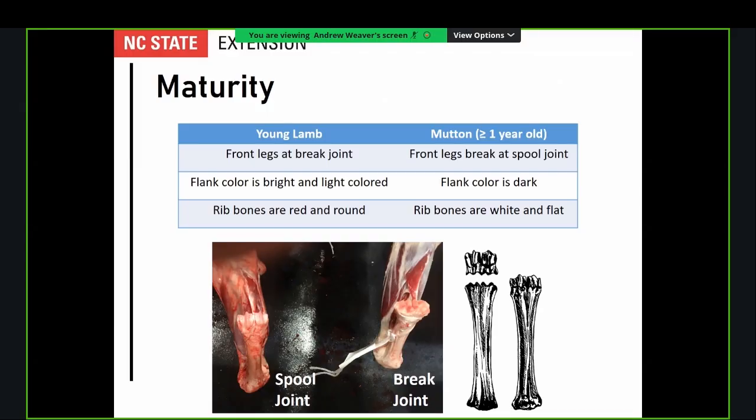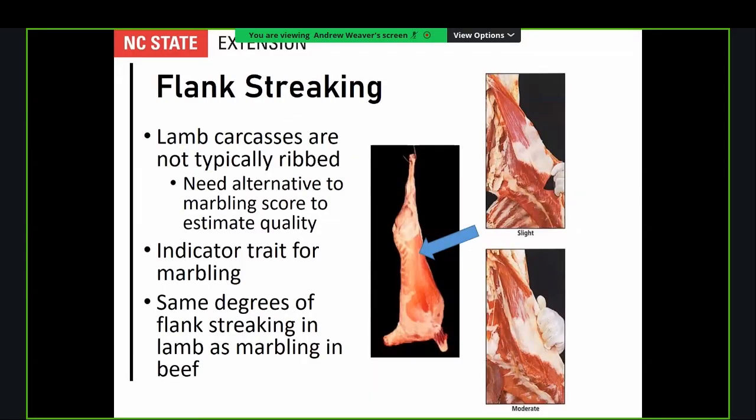And then we also look at the rib bones. We want red, round rib bones. We do not want white, flat rib bones. So then we take that maturity metric, and then we collect our flank streaking metric. And so flank streaking is our indicator of marbling.